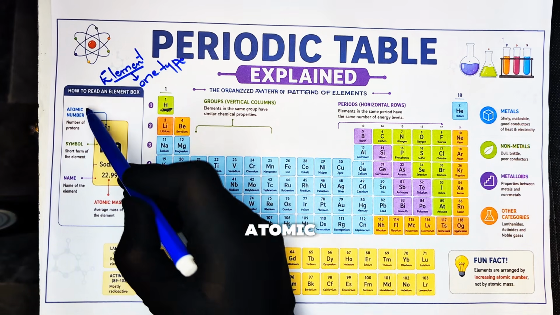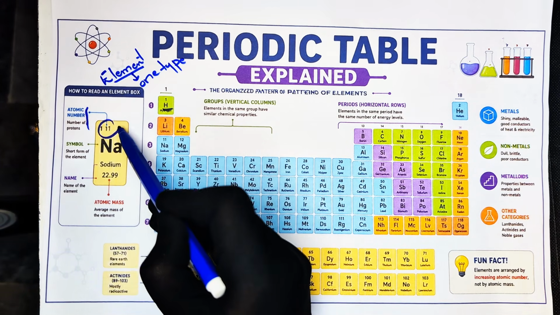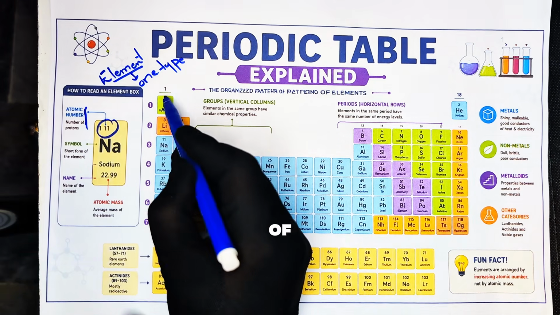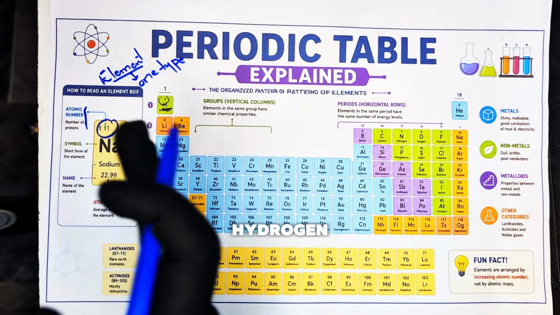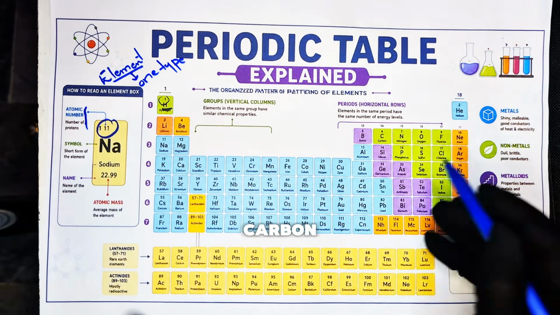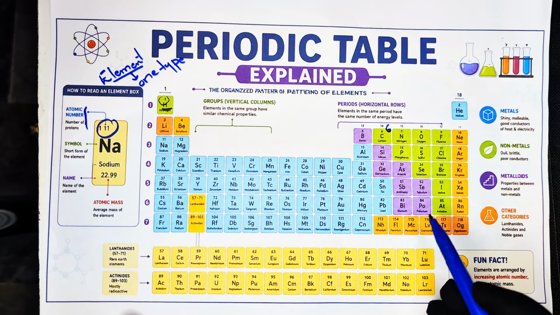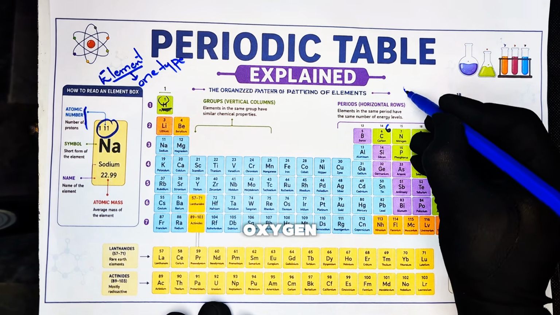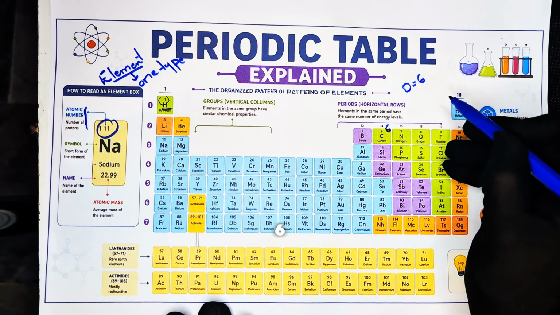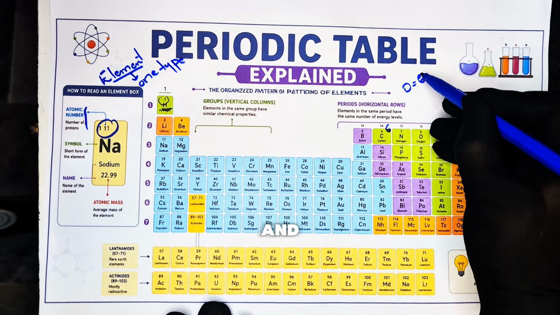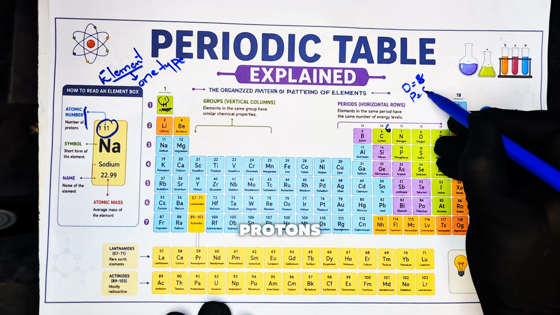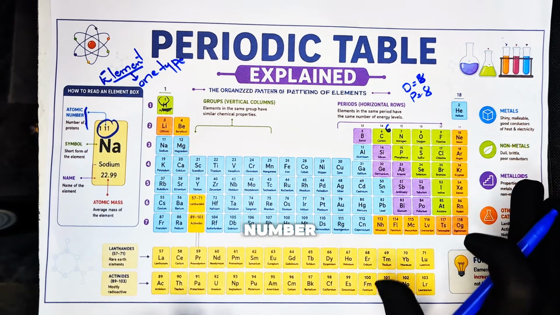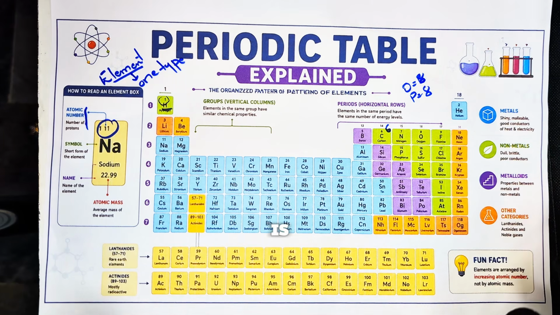Atomic number. Atomic number is the number of protons. That means hydrogen has an atomic number of 1, so every hydrogen atom has only one proton. Carbon has atomic number 6, so every carbon atom has 6 protons. And oxygen has atomic number 8, which means the number of protons is 8. So this number is extremely important because the number of protons determines which element the atom is.